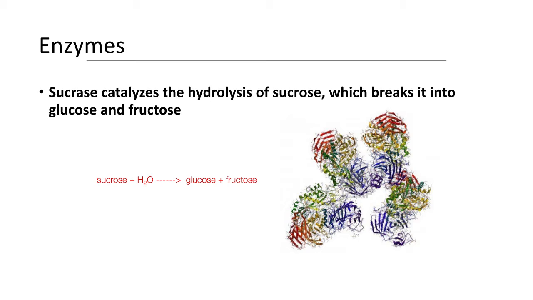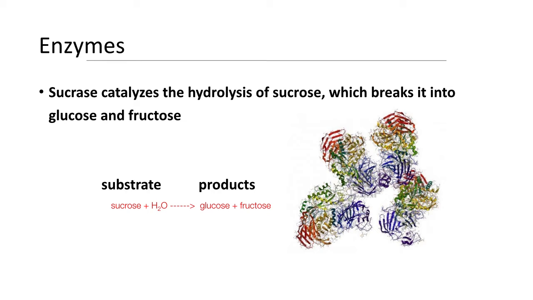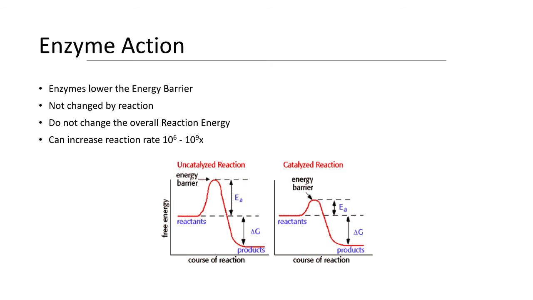So for example, one very important enzyme is sucrase, which catalyzes the hydrolysis or breakdown of sucrose. Sucrose, you'll remember, is a disaccharide, and so when sucrose is hydrolyzed, it breaks down into fructose and glucose units. So the substrate in this reaction would be sucrose, and the products would be glucose and fructose.